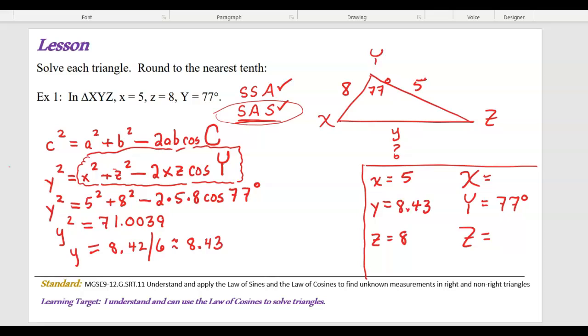Okay, and we just found that y was 8.43. Now, in this problem, I know that y is the longest side. So I already know that y is the largest angle. But in general, I'm going to have to go back to using the law of sines. So once you know 3 sides and an angle, you now use the law of sines. When using the law of sines, just get in the habit of using the smallest side. Once you know all 3 sides, I'm going to now use this information to use the law of sines.